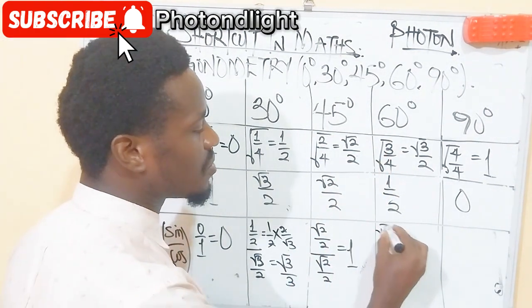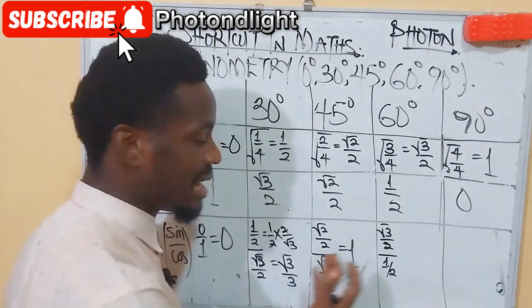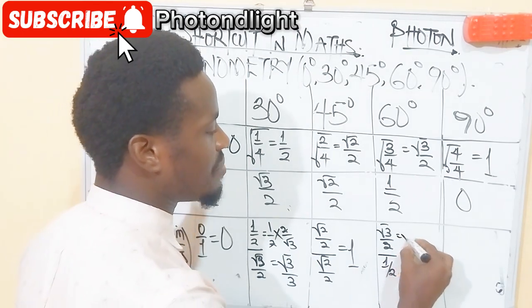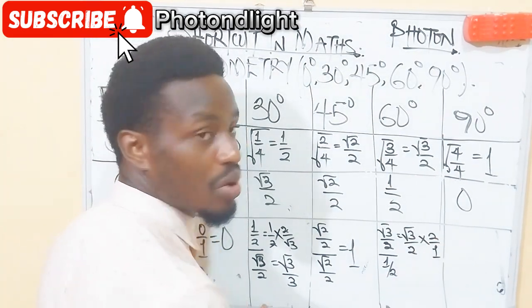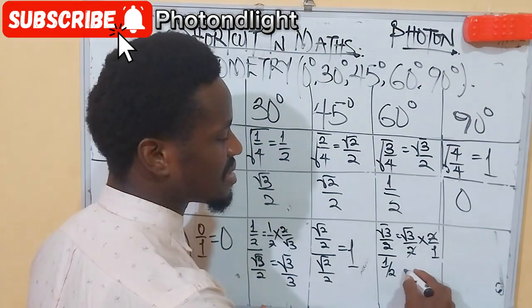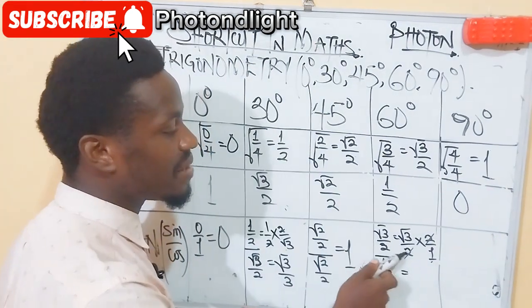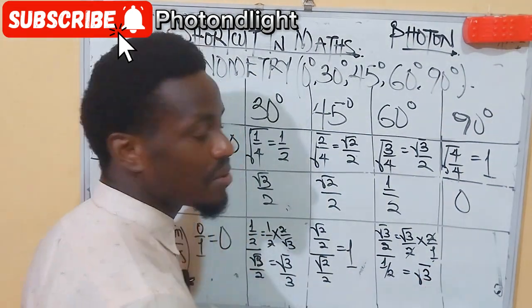Then the next one is root 3 over 2 dividing 1 over 2. And like we did here, 1 over 2 will take an inverse, and that becomes root 3 over 2 multiplied by 2 over 1. And we cancel the 2s. So our final answer will be root 3 divided by 1. And you all know that whatever divides 1 maintains its state. So our final answer here becomes root 3.